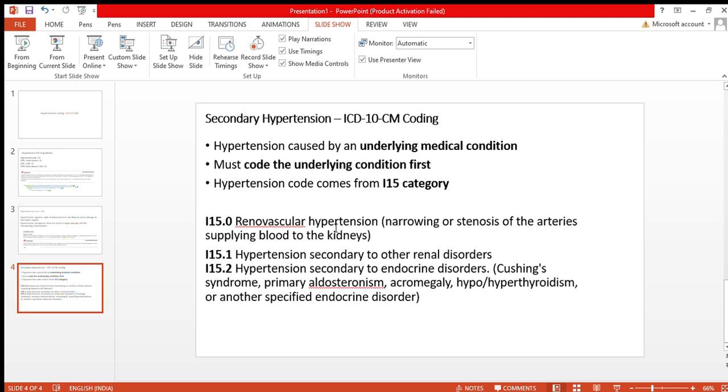I15.0 is for renovascular hypertension. That means narrowing or stenosis of the artery that supplies blood to the kidney. In that condition, the first code should be stenosis of artery, that is an I70 something code. Second, I15.1, hypertension secondary to other renal disorders like nephron diseases. And third, I15.2, that is hypertension secondary to endocrine diseases. If the hypertension is caused by certain endocrine diseases like Cushing syndrome, primary aldosteronism, acromegaly, hypothyroidism, or another specified endocrine disorder, at that time we can code this I15.2.